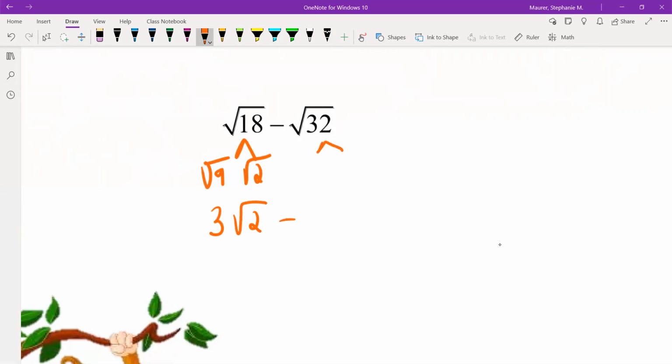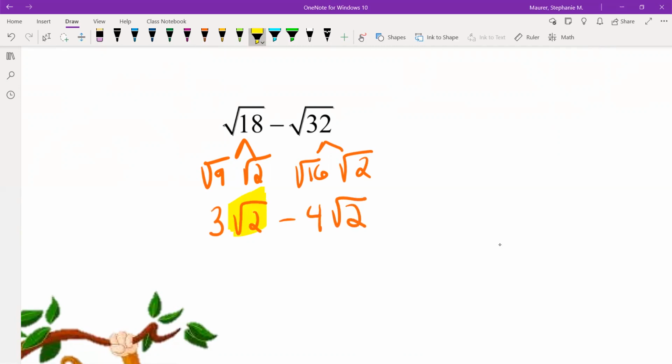Then let's say that I look at the 32, and I say, can I simplify 32 at all? And let's think for a second. Let's try 16 and 2. That would give me 32. In which case, square root of 16 gives me 4, and the square root of 2 will stay square root of 2.